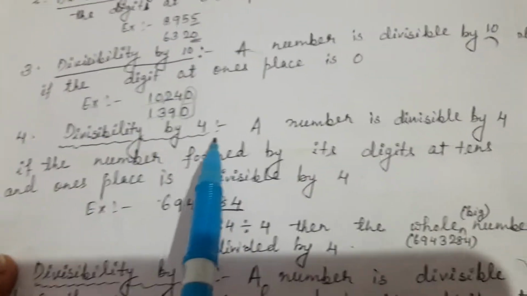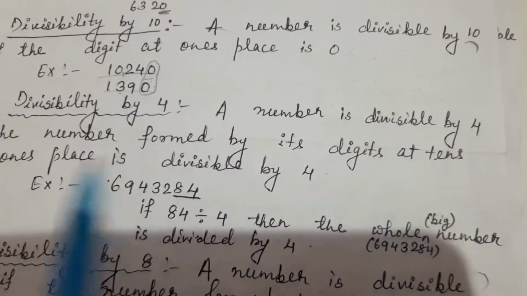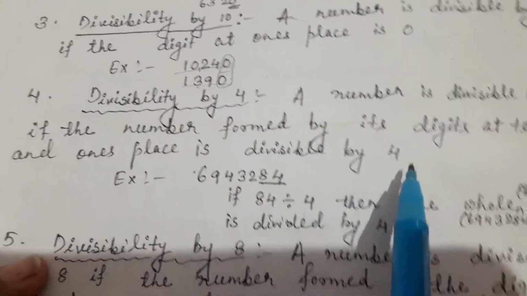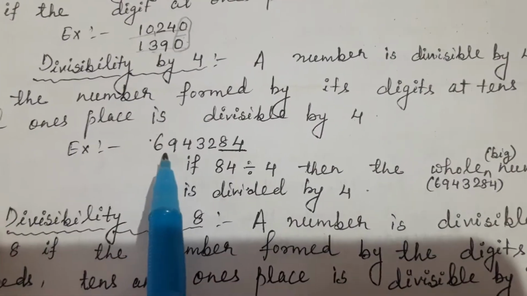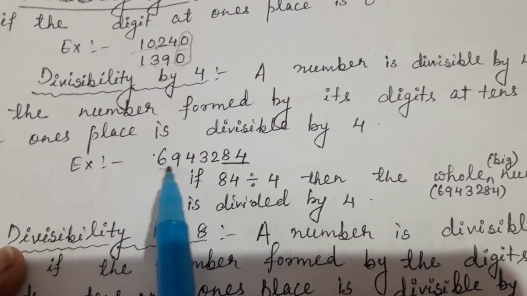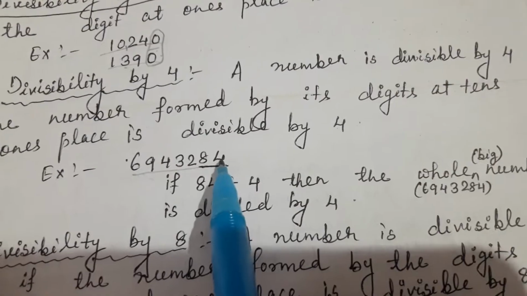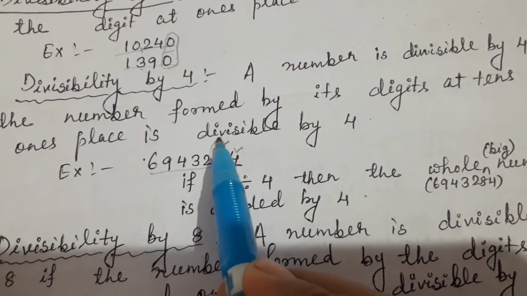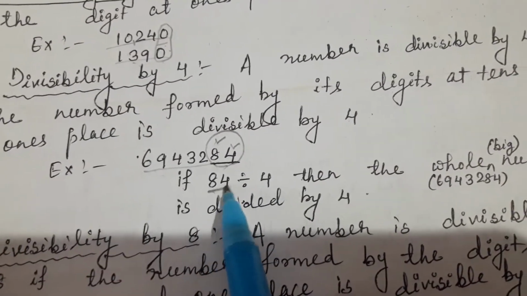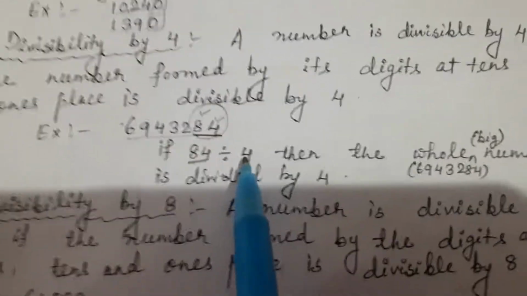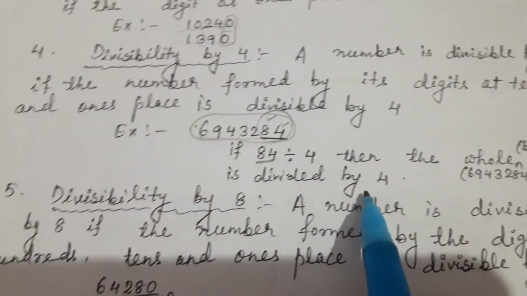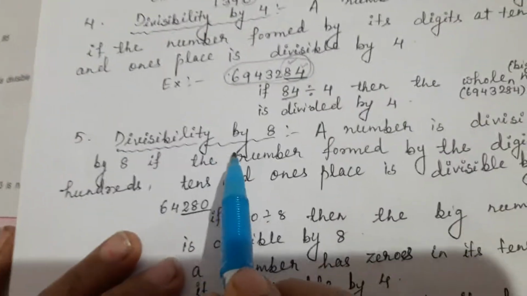Now divisibility by 4. A number is divisible by 4 if the number formed by its digits at tens and ones place is divisible by 4. Suppose I take an example like this. This is a big number I have taken. But you have to see first the ones place digit is 4 and the tens place digit is 8. You take this number, it means 84. If 84 is divisible by 4, then the whole big number is divisible by 4. I think everybody understood.